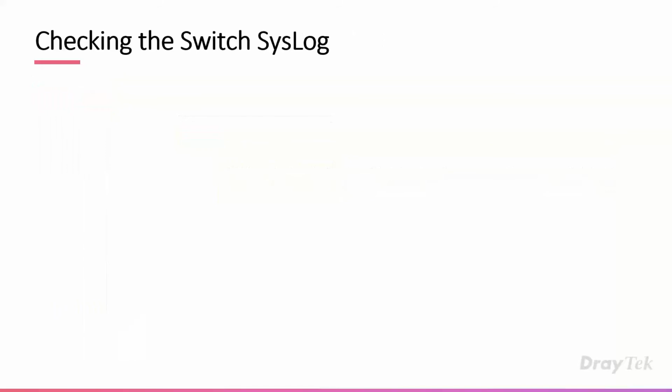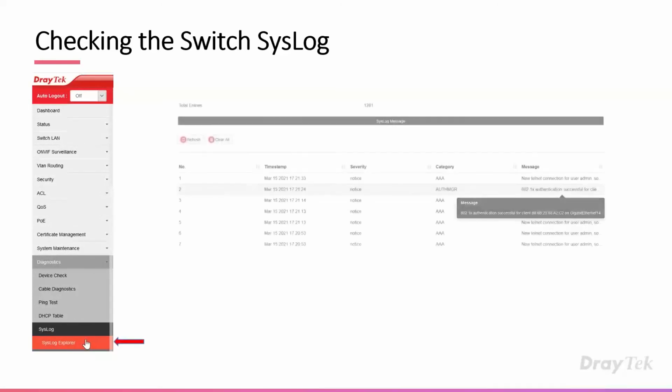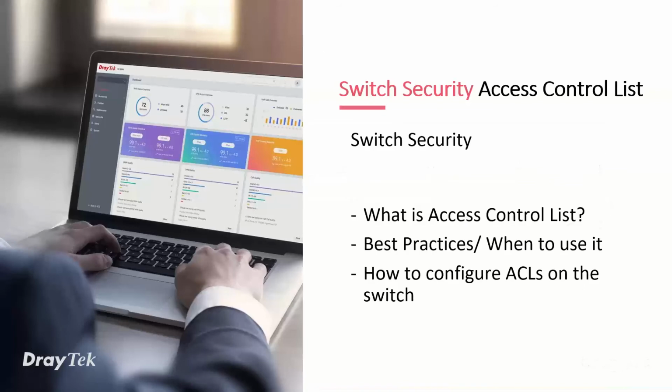Moreover, you can go and check the switch syslog as well. The switch has a syslog explorer in case you don't have a syslog server. So moving on to syslog diagnostic, syslog explorer, we can obviously see the category as authentication manager and the message as 802.1x authentication successful for client connected to port 14. So this is how you increase basically the switch's security.